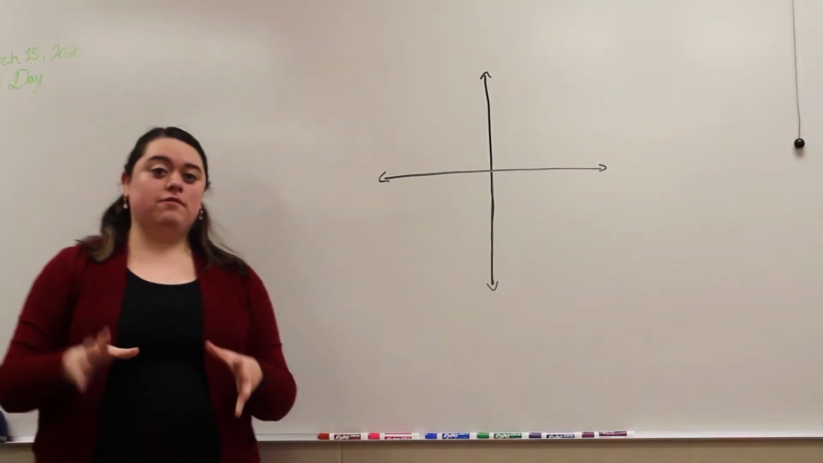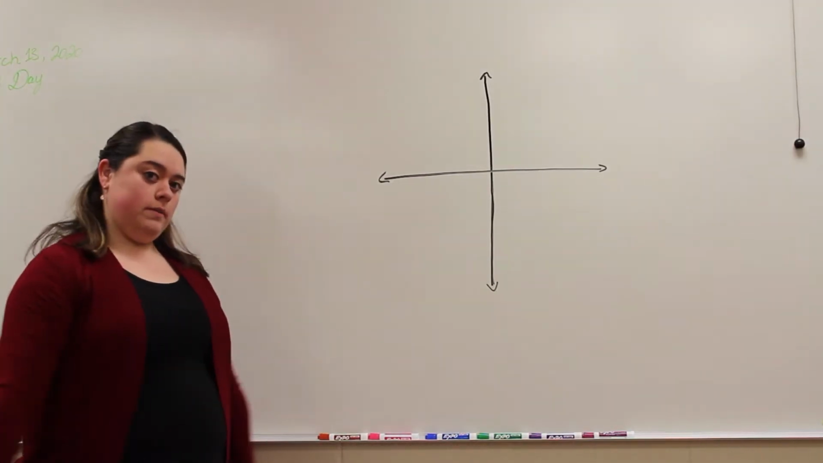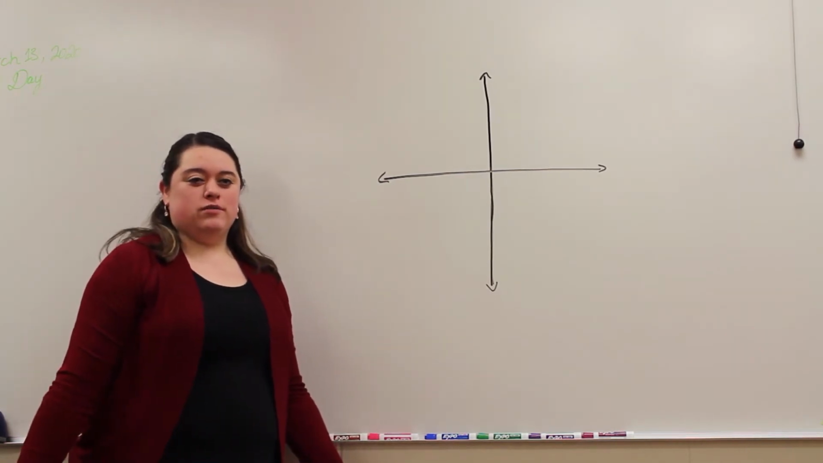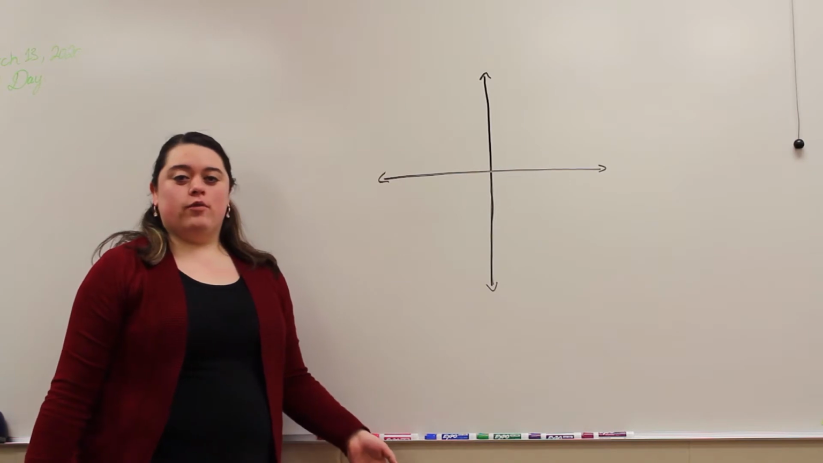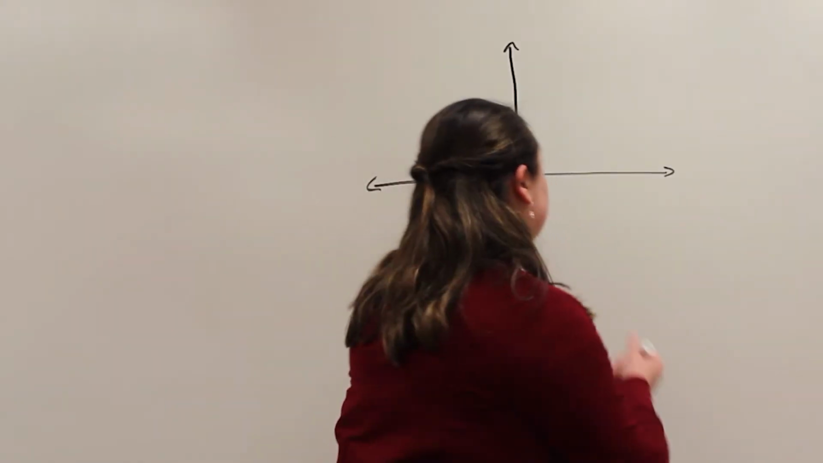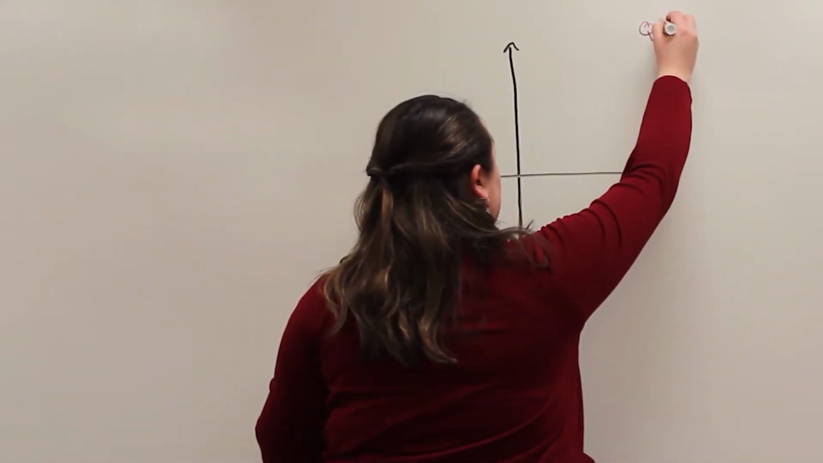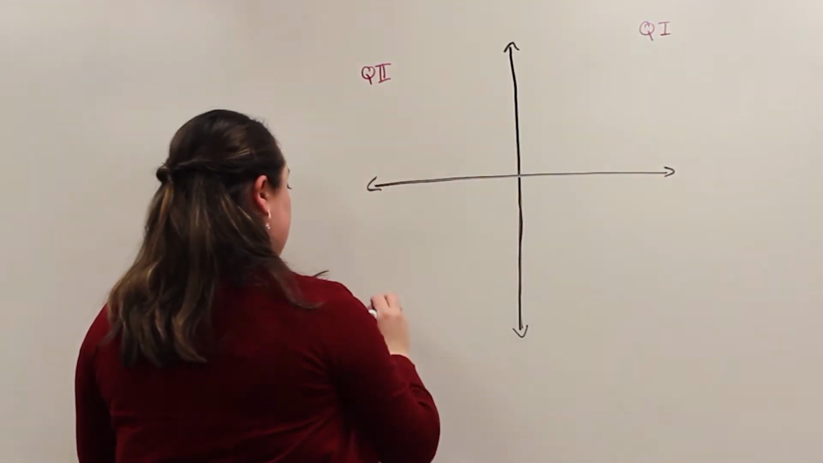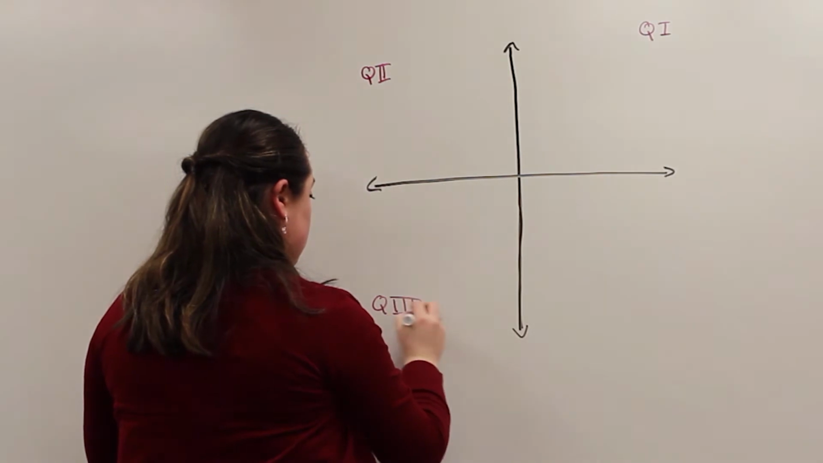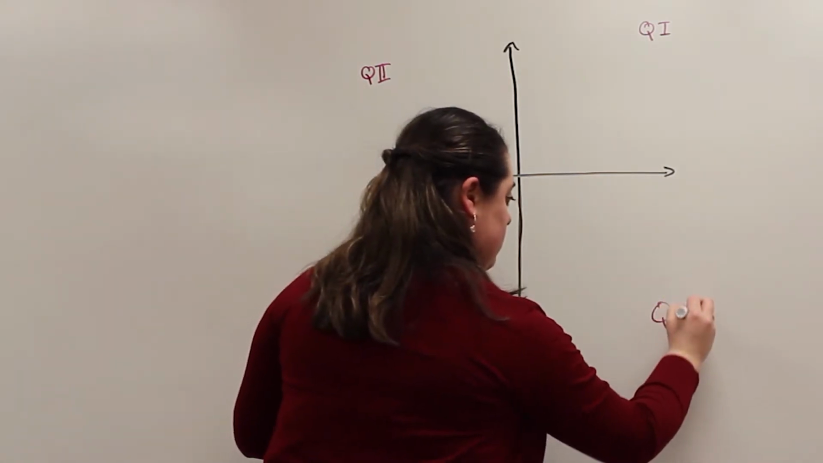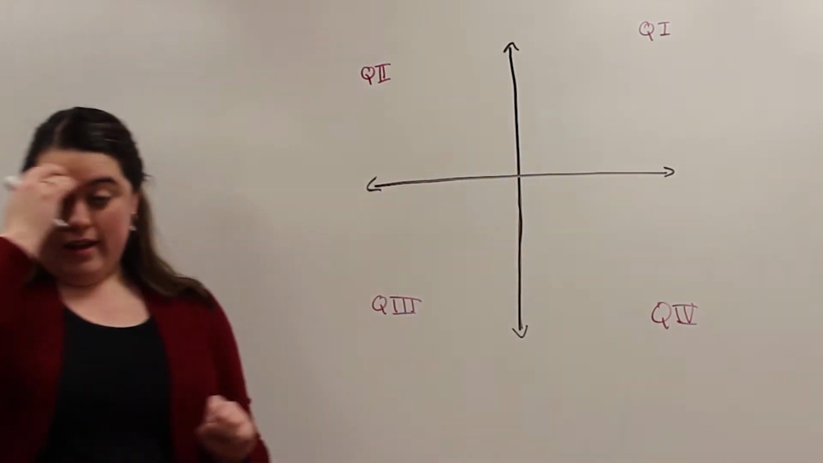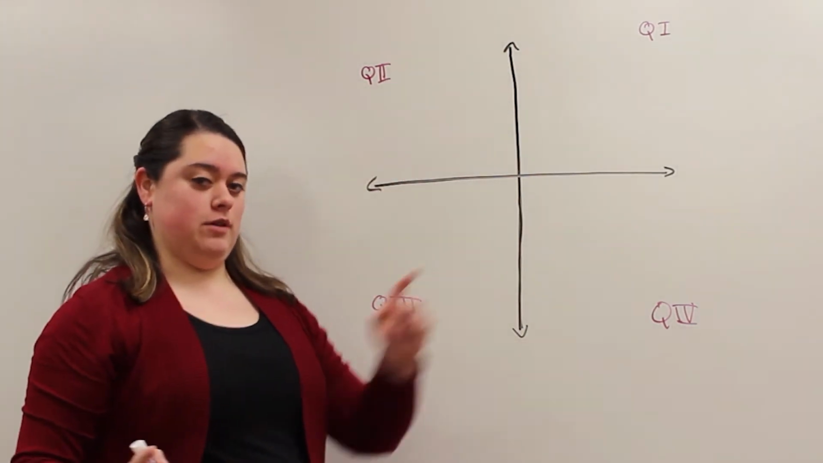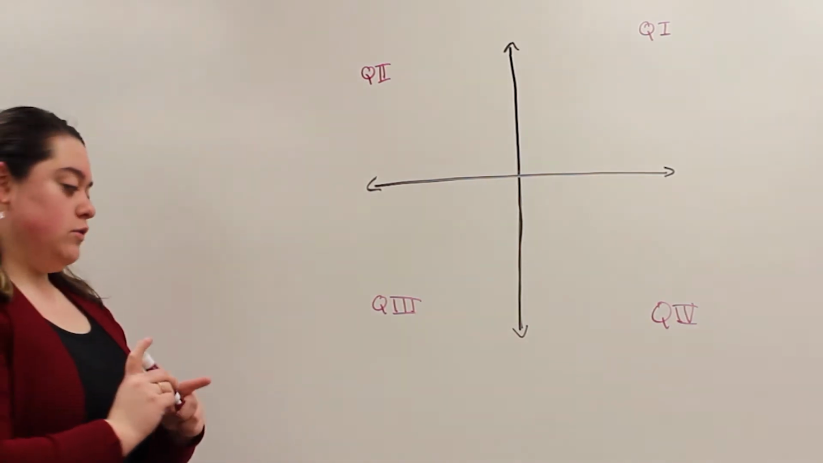We're going to go over some stuff on angles. Before we begin, I'm just going to quickly label the quadrants. You should remember this from either last year, the year before, something like that. Okay, so quadrant 1, 2, 3, 4 always goes in a counterclockwise motion when it comes to labeling those quadrants.